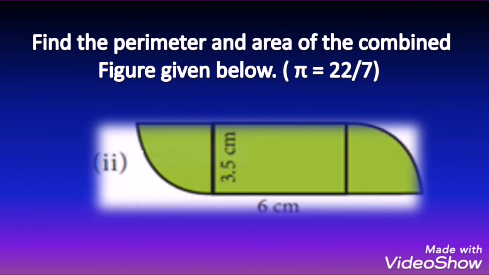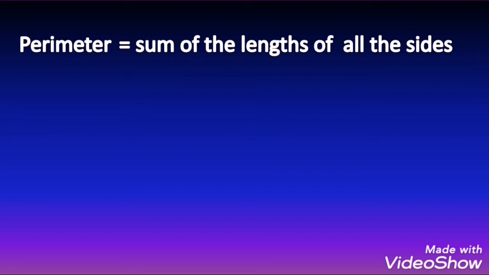This is the given combined figure, and we have to find the perimeter and area of this combined figure. You can see a rectangle shape, and a quadrant shape is also there on either side of this rectangle shape. Now let us find the perimeter of this combined shape first. We know perimeter is equal to the sum of the lengths of all the sides of the given shape.